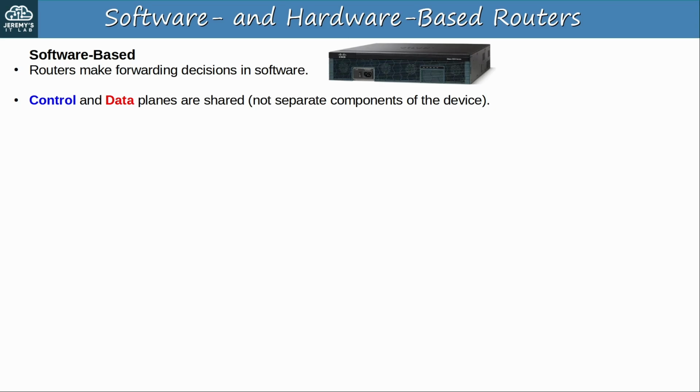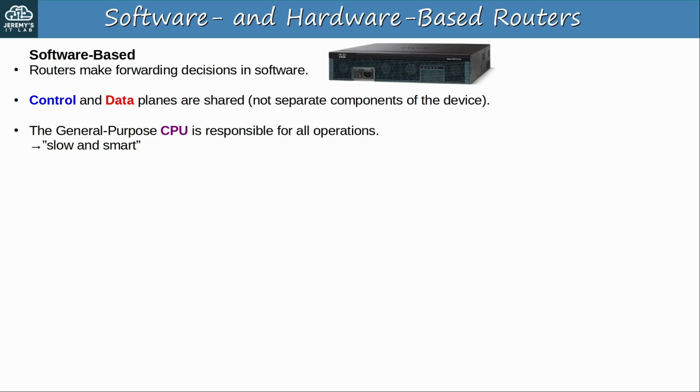Just as a reminder, control plane functions include things like using static routes and dynamic routing protocols like OSPF and BGP to build the routing table. And data plane functions are those directly involved in actually forwarding packets, like looking for the most specific matching route for a specific destination. On these devices, the general-purpose CPU is responsible for all operations.